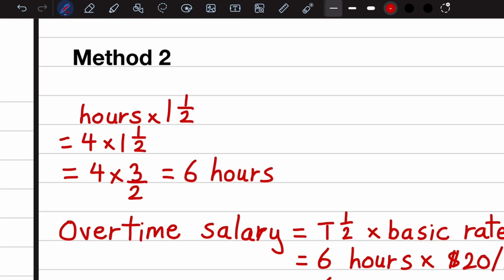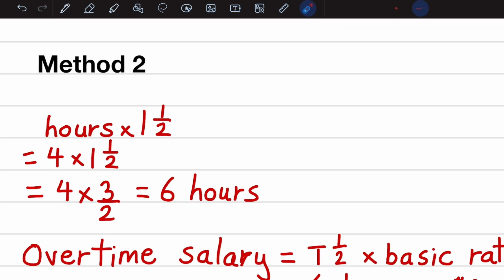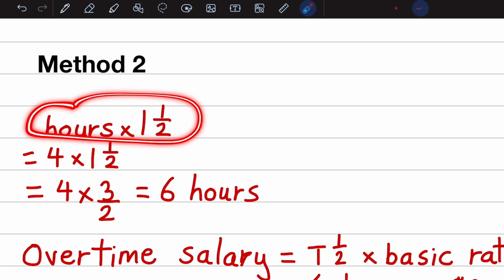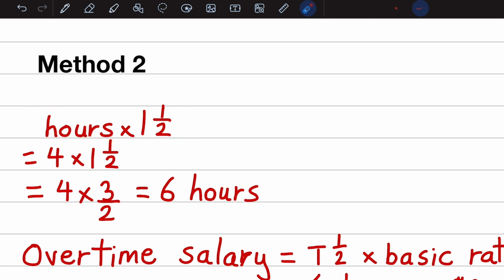All right, so method 2, hours times 1.5. Right, we are using it a bit more literally, time and a half. So we are multiplying the time by 1.5. So 4 hours multiplied by 1.5, right? 1.5 can be written as 3 over 2. 2 into 2 is 1, 2 into 4 is 2. 2 times 3 is 6. So it's as if you're working 6 hours instead of 4 hours, because 4 times 1.5 is 6.